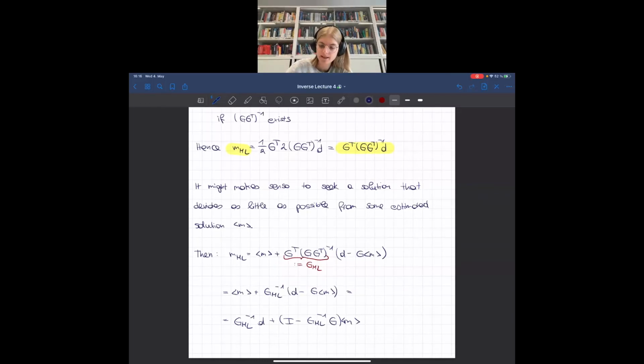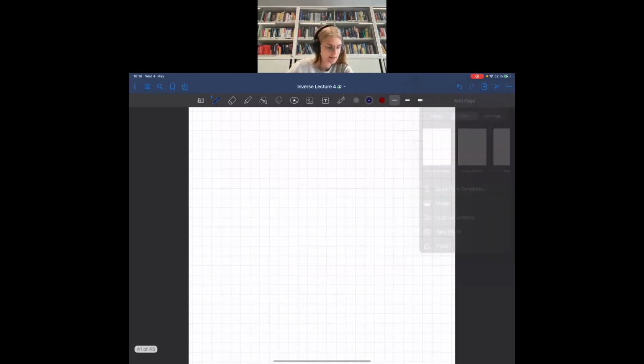Now, this thing here looks actually very similar to least squares. The difference is that here we invert G G transposed and not G transposed G. So it might make sense if you just compare those two things.